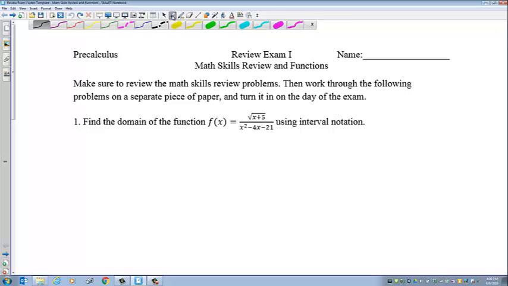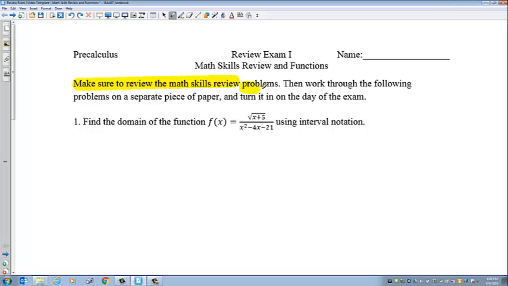So this is the review for exam 1, and remember before you do this to review some of the math skills review problems that we did for homework, and then work these problems on a separate paper. So let's do the first problem. In the first problem we want to find the domain of this function using interval notation.